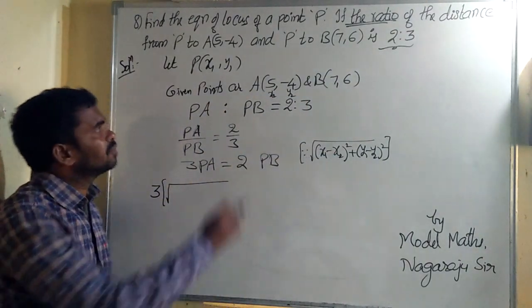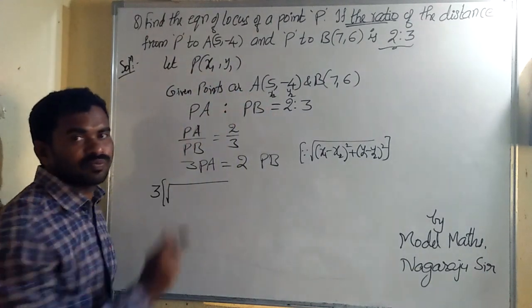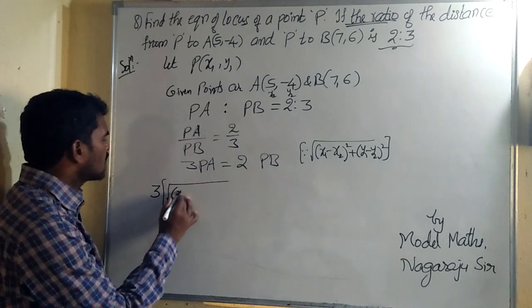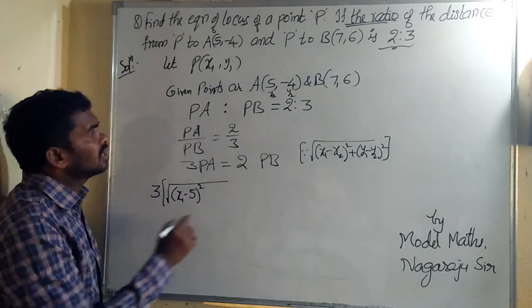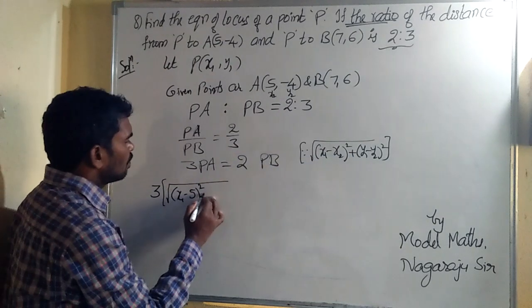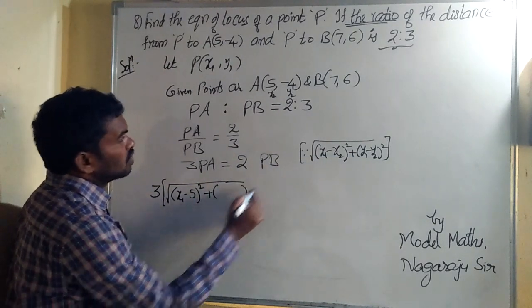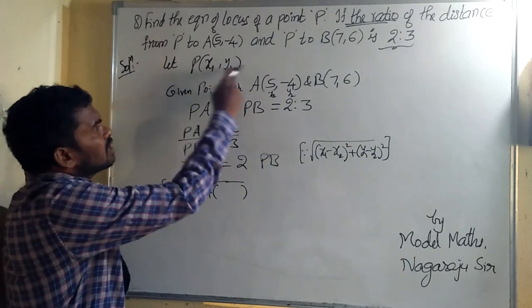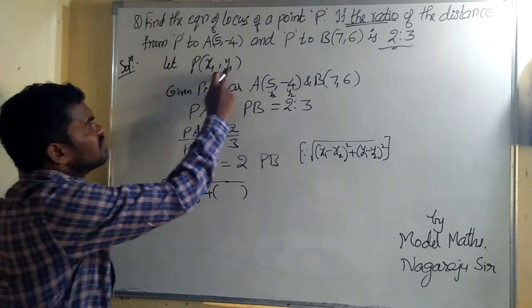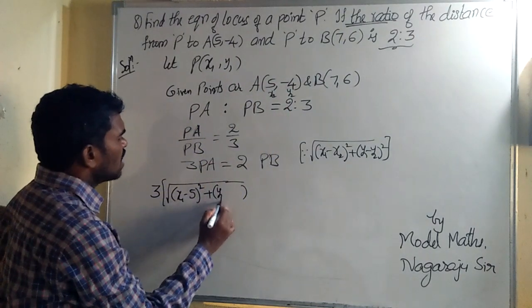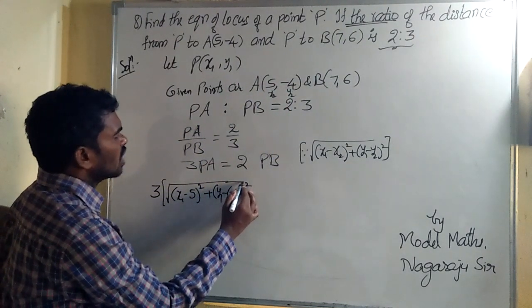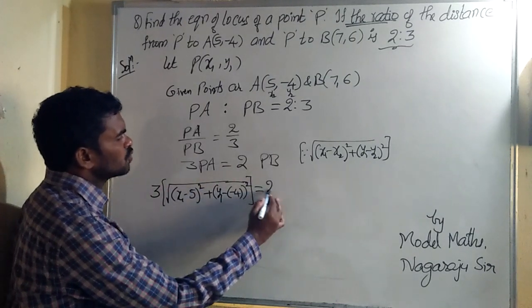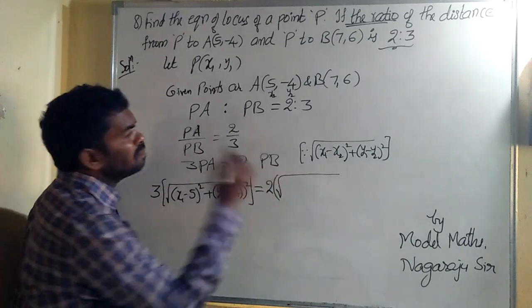So what is the distance formula? x1 minus x2 whole square: x1 minus 5, so (x1 minus 5) whole square. Next plus y1 minus y2 whole square. For PA, y1 minus y2 means y1 minus of minus 4, so (y1 plus 4) whole square. That's it. 3 into that is equal to 2 and the root of PB.